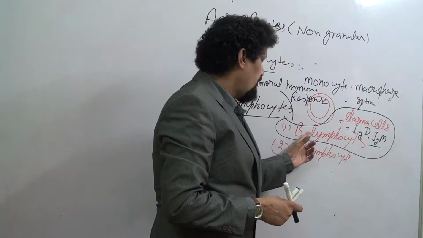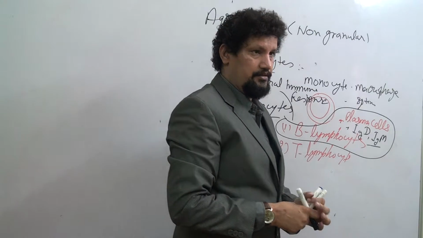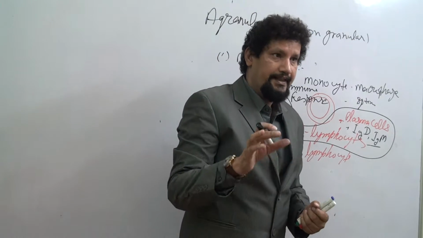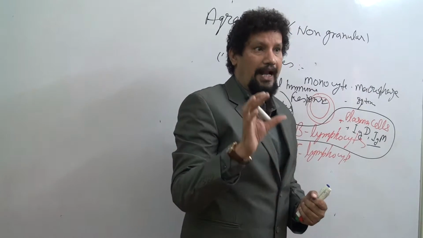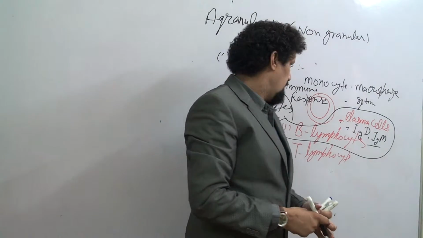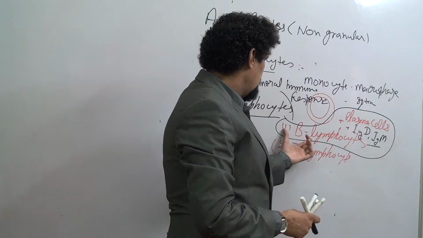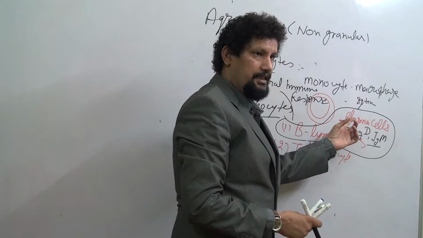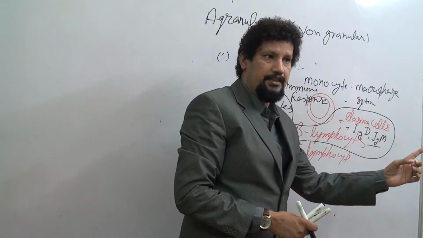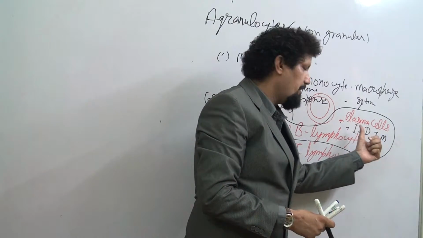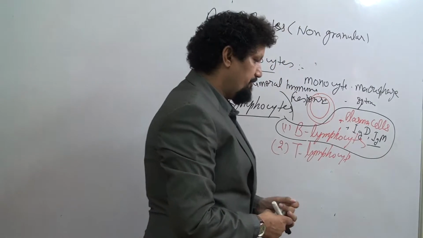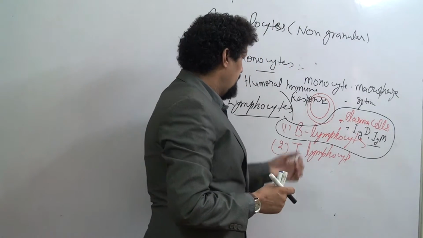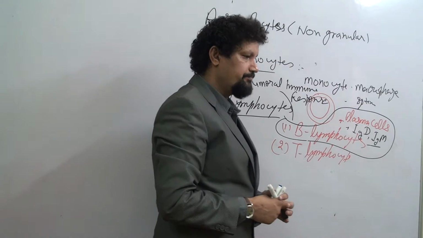When these B lymphocytes are exposed to some antigen, these cells will form the plasma cells, which will secrete the IgD and IgM immunoglobulins. This type of reaction is known as primary immune response.